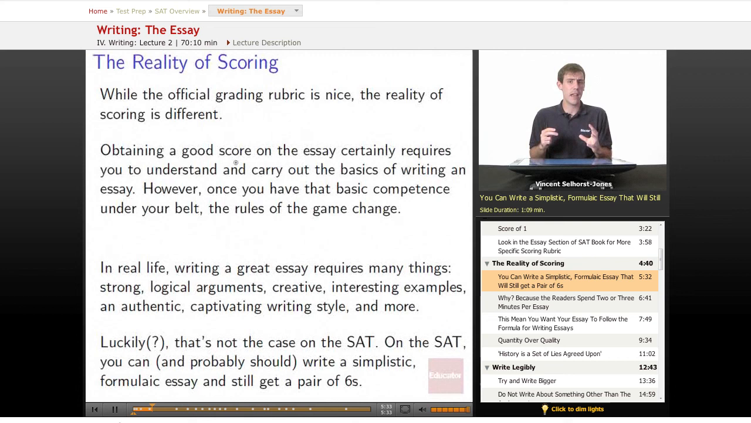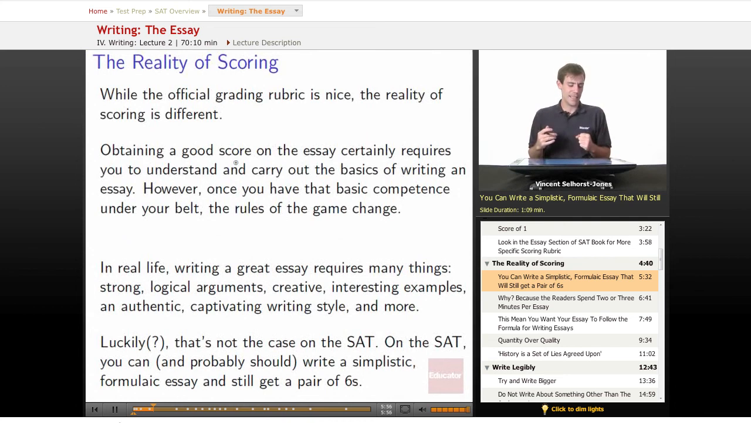So in real life, writing a truly great essay takes a lot of stuff. You have to have strong, logical arguments based off of creative, interesting examples. You have to have an authentic, captivating writing style. It has to be interesting to read, has to say something useful to the reader, and it has to really do a good job making the reader believe that. A truly great essay is an amazing thing.